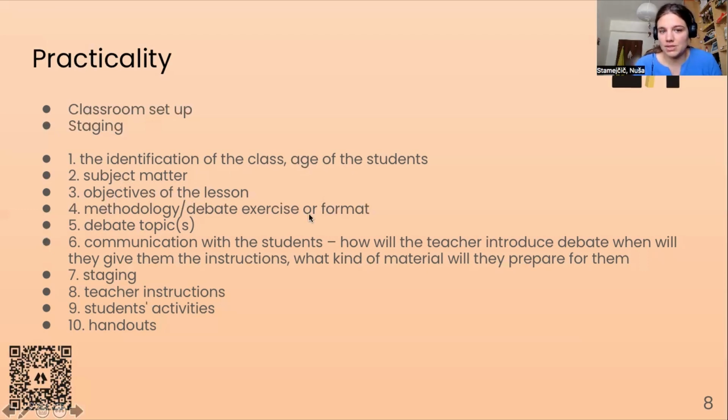What are the objectives? What is the methodology that you're using? What are the topics that you're covering? How you will handle communication with students, right? So pair work, group work, frontal teaching, right? What's the staging? So classroom setup. So the things that you need to keep in mind to deliver a lesson, and what the students will be doing during this. And then also, are you preparing any extra material to give them? So just things to keep in mind whilst conducting a lesson.